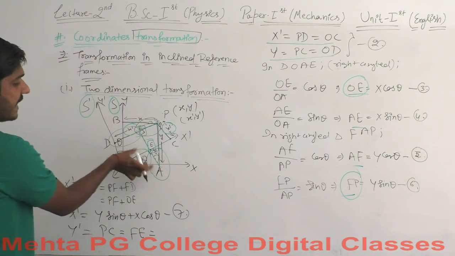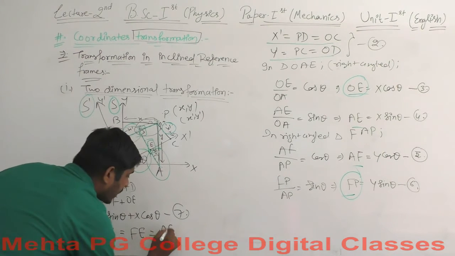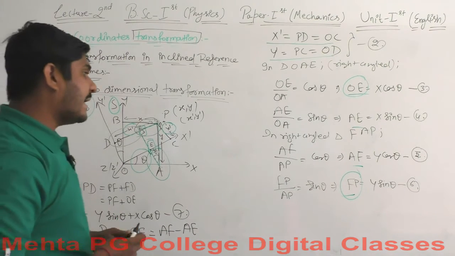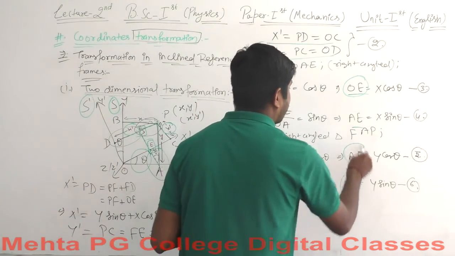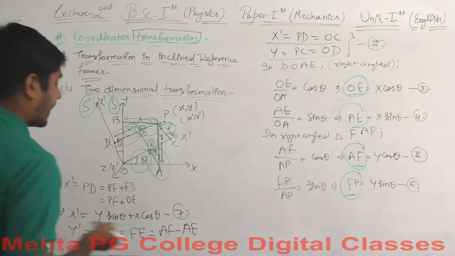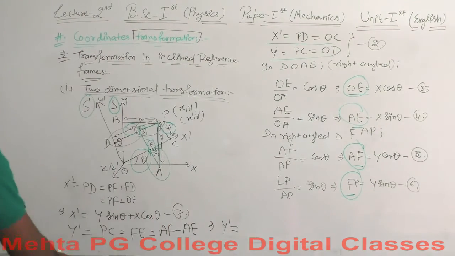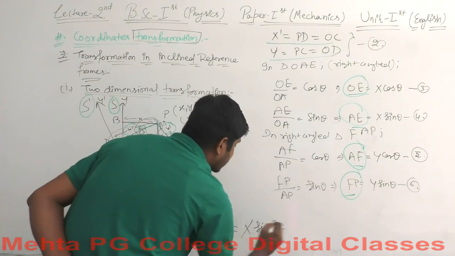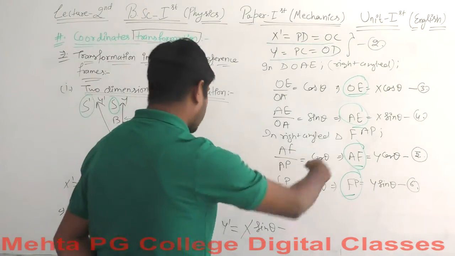This should be equal to AF minus AE. Do we have the values of AF and AE? Yes, we have them. This is the value AF and this is the value AE. So put all these values in and we will find the value for y dash also. So y dash will equal AF, which is x sine of theta, minus AE. Sorry, AF is equal to y cos of theta.